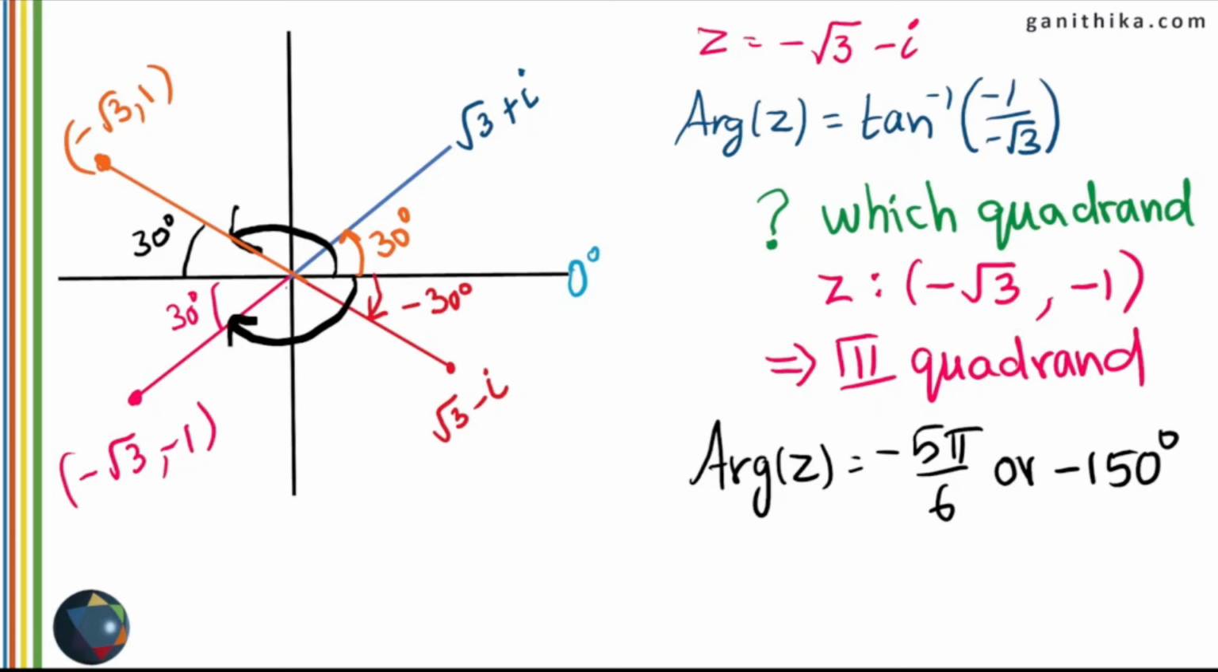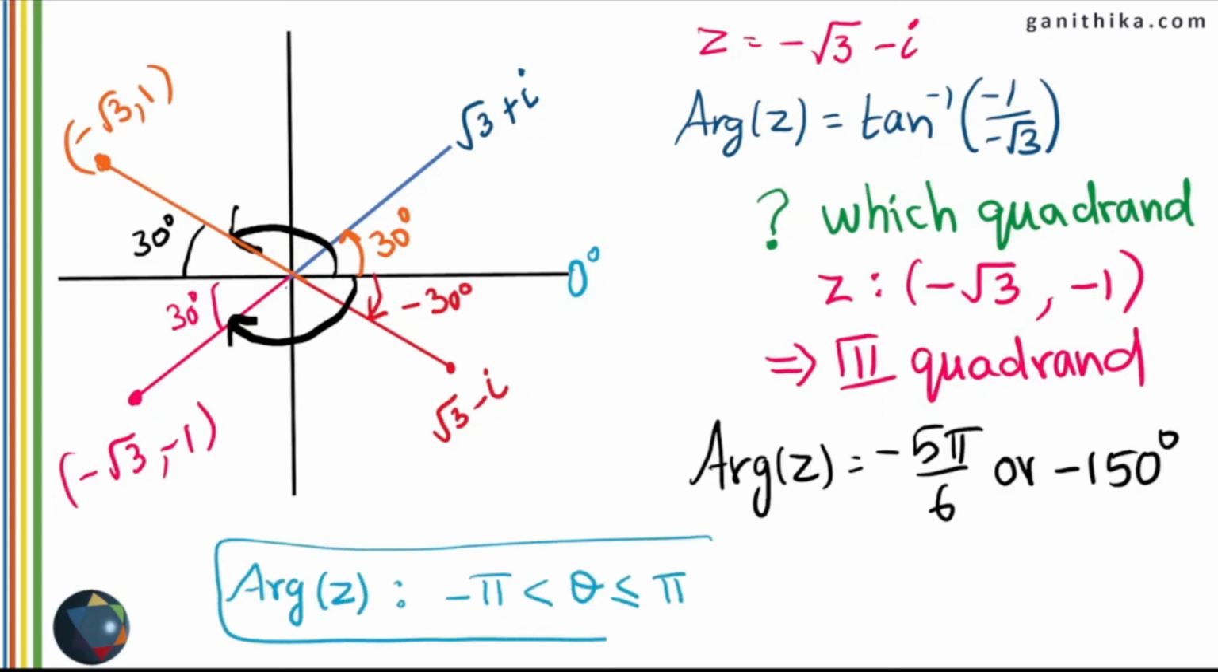From these four examples, you can see that argument of any complex number can be only between negative pi to pi. And we include pi in this range. And we don't include minus pi in this range because minus pi and pi have the same position, which is on the left side of the real axis.